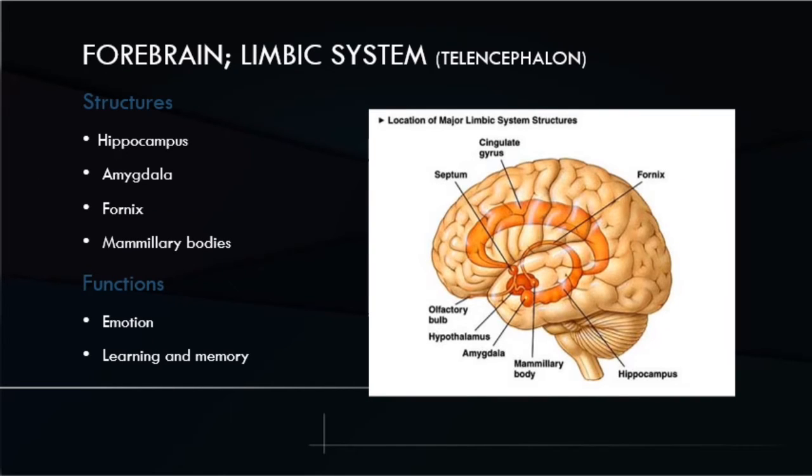So we have the limbic system. The limbic system is all these orange parts here. All together, they make the limbic system. The structures are the hippocampus, amygdala, fornix, and mammillary bodies.